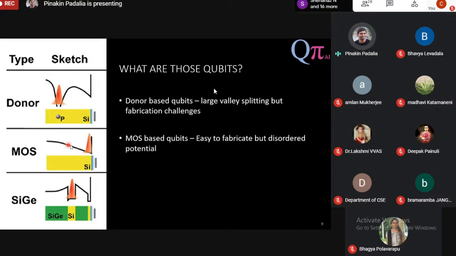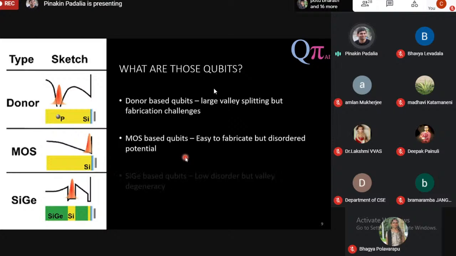However, the downside is that it has a disordered potential. You see it has more of a triangular potential than a 3D well potential like you can see in this donor-based implementation. But of course, because it is straightforward to fabricate, we could make some modifications in the fabrication process and come up with a better design for these kinds of qubits, which is for future developments and fabrication processes.